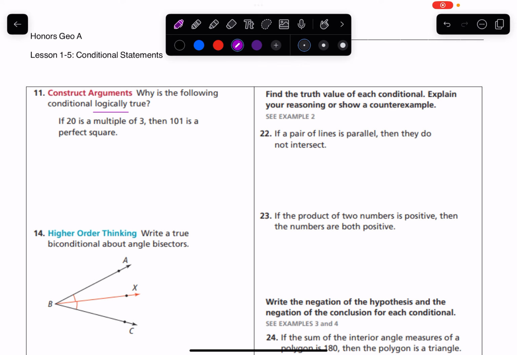Right, that's weird. We know 101 is not a perfect square because we know 100 is a perfect square. And we also know 20 is not a multiple of 3. That is the reason why this is logically true. Because if the hypothesis is false and the conclusion is also false, then based on the truth tables, it is logically true.